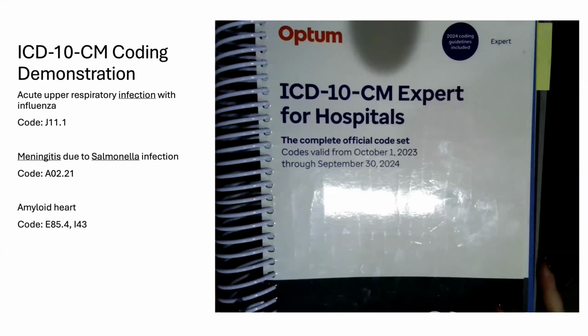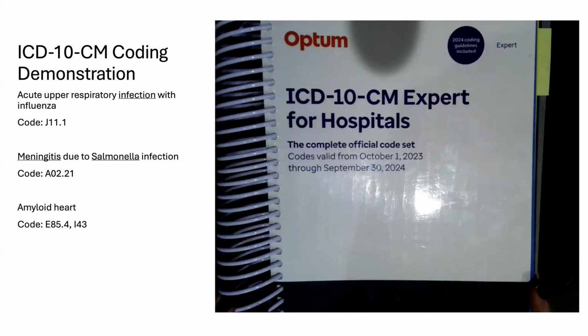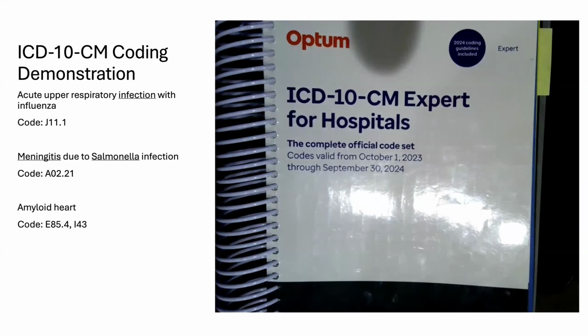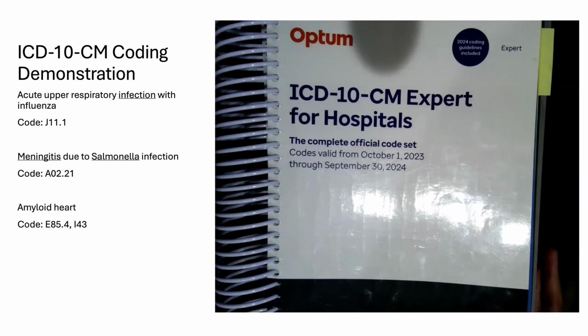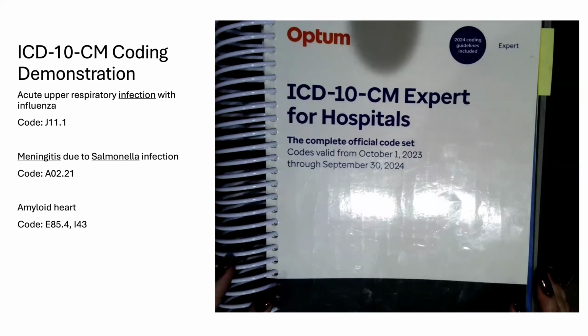This is a brief demonstration on how to look up diagnosis codes using the ICD-10-CM codebook. I am using the Optum version of the coding manual. There are many different versions out there, but the basic premise of how you use these coding manuals is essentially the same. One thing you want to do first is understand the layout of the actual book itself.